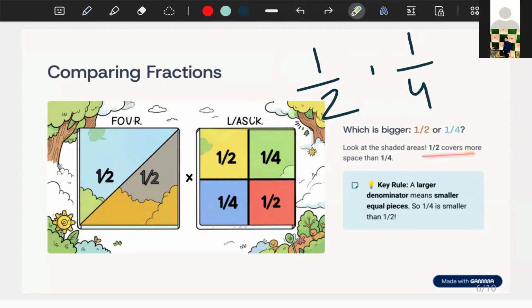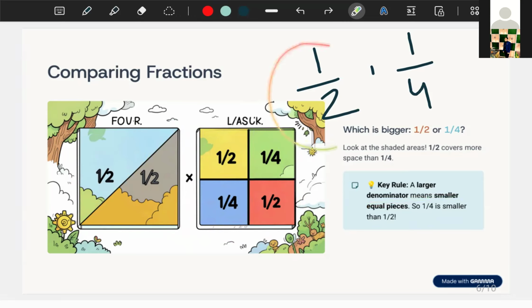So 1 by 2 covers more space than 1 by 4. See, 1 by 2, but 1 by 4. These have four parts because 4 is in the denominator, four equal parts: first square, second square, third square, fourth square. But 1 by 2 is this part and this part only. A larger denominator means smaller equal pieces, so 1 by 4 is smaller than 1 by 2. The larger the denominator, the smaller the number. That's a simple trick to remember.